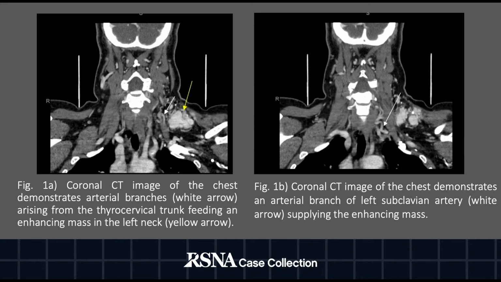Figure 1A is a coronal CT image of the chest, which demonstrates arterial branches labeled by the white arrow, arising from the thyrocervical trunk feeding an enhancing mass in the left neck, represented by the yellow arrow. Figure 1B is a coronal CT image of the chest, which demonstrates an arterial branch of the left subclavian artery, represented by the white arrow, supplying the enhancing mass.